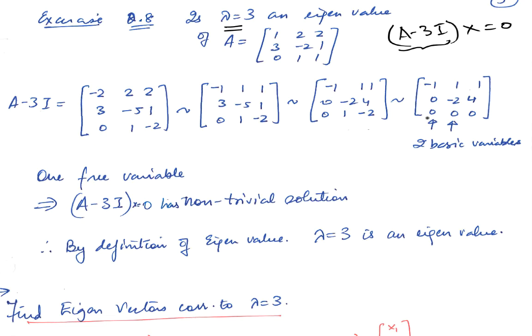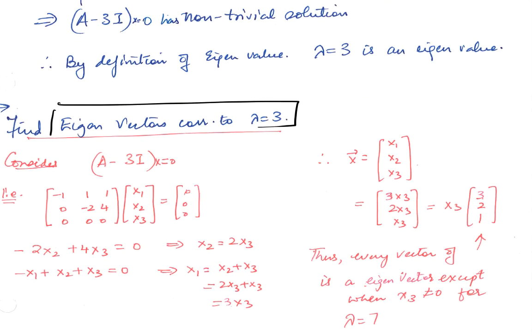And then what you notice, we have two basic variables and this is the free variable. Clearly, this homogeneous equation has a non-trivial solution. And hence, this is an eigenvalue. Now, once again, we're going to practice finding eigenvectors which correspond to lambda equals 3. Okay, things to keep in mind.